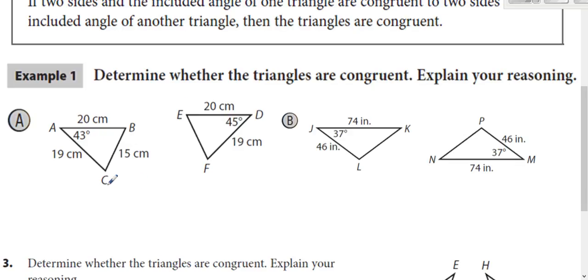So for example A here, we have 20 centimeters and 20 centimeters, 19 centimeters, 19 centimeters. So we have two congruent sides. Is the angle between them also congruent? So we've got a 43 degree and a 45 degree. The angle is different, so these are not congruent. The angle between the two sides also needs to be congruent.